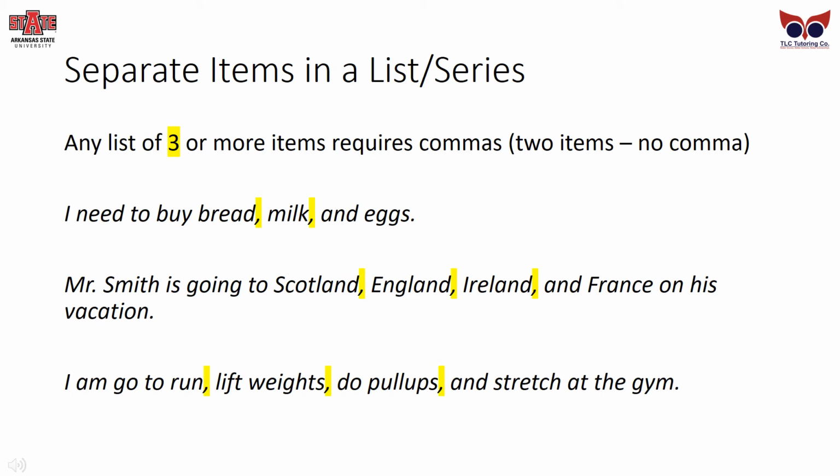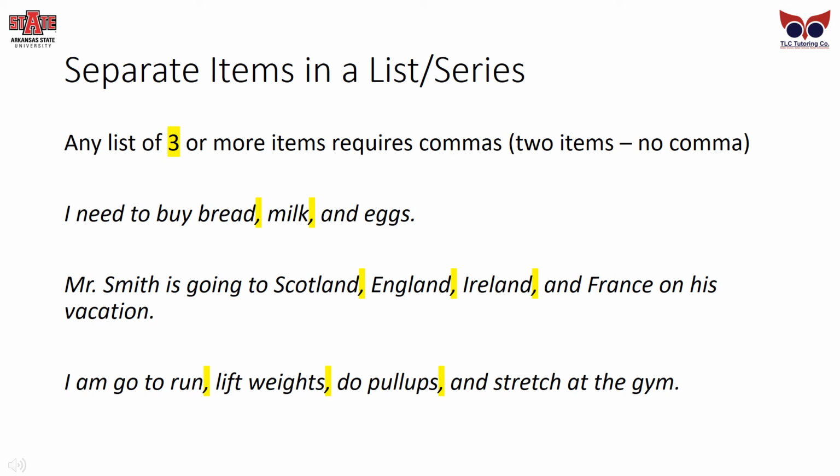Separating items in a list or series. Any list of 3 or more items requires commas. Lists of 2 items do not. Consider the example. I need to buy bread, milk, and eggs. Note that there is a comma after bread and milk. In the next example, Mr. Smith is going to Scotland, England, Ireland, and France on his vacation. You'll note that any list with more than 2 items requires commas after each of the items that come before the word and.